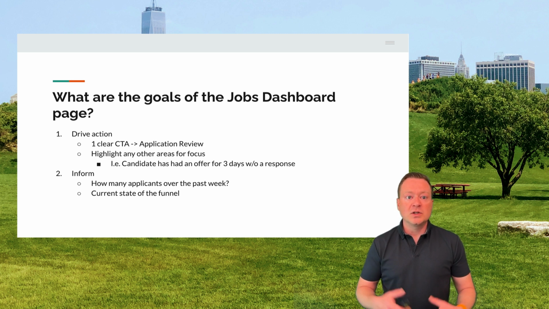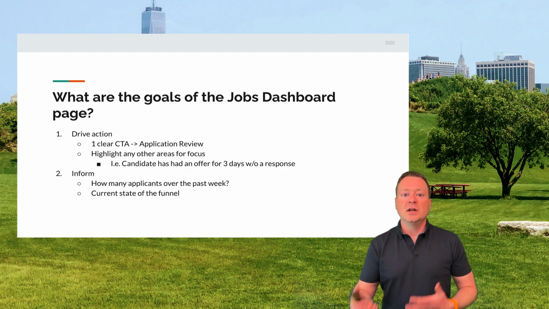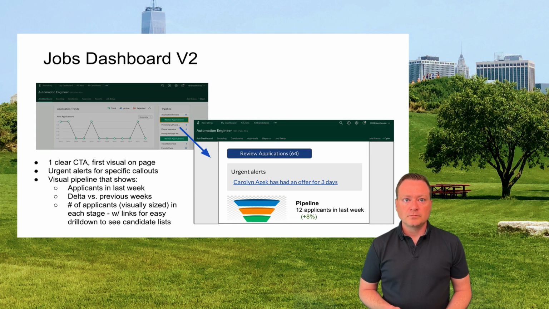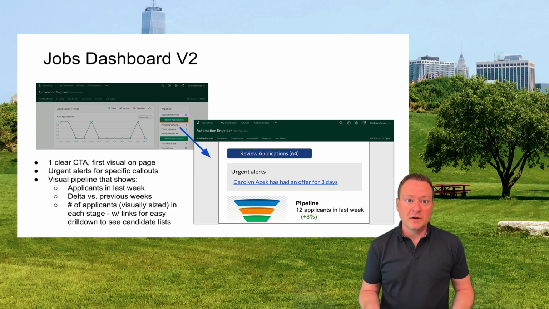And then let's just inform you how many applicants have come in over the past week and what's the current state of the funnel so you can visually look at it and just understand how you're doing. So V2, and I told you earlier in this course, I am not a world-class designer. I'm not pretending to be one or trying to be one. This is how I put this together in terms of how I would think about redesigning the page. And then in the real world, I would work with somebody who could make this very visually appealing.